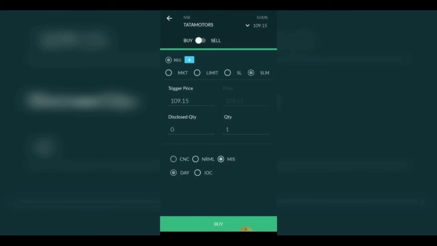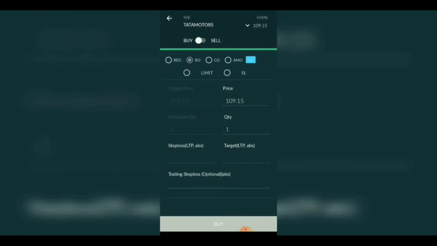Now if you expand the REG option, you will find BO and CO options. BO means bracket order. Here you need to provide both target and stop loss in absolute terms. That is, if you are buying at a price of 10 and your target is 14 and stop loss is 8, then you should put 4 and 2 respectively in the target and stop loss area.